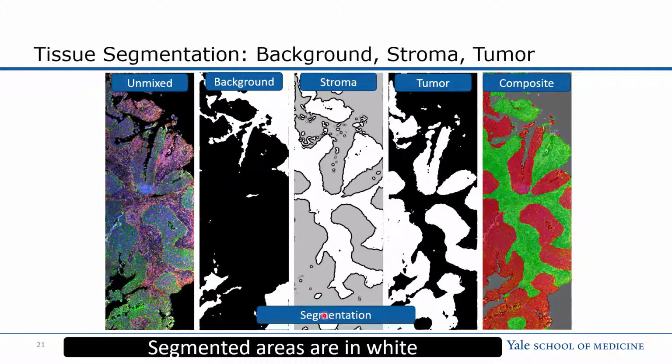When we segment these areas, they are highlighted and extracted as a white mass. So this white area here is the background. The white area in this panel is the stroma. Okay, so this is the region that contains the immune cells. And the white area in this panel is the tumor. And what we do is that we also reconfigure this image so that it combines both the stroma and the tumor, so that we can really isolate each one of these compartments and look at distance metrics between the two compartments.